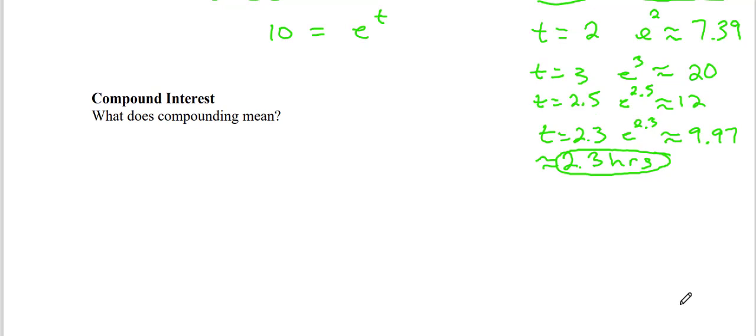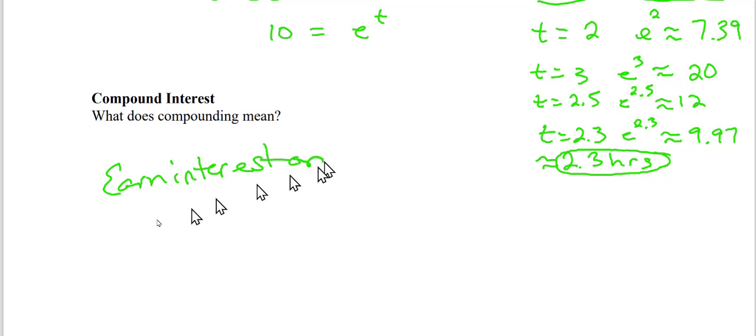Compound interest. Compound interest is a very, very powerful way to earn interest. What happens with compound interest is that you earn interest on your interest.